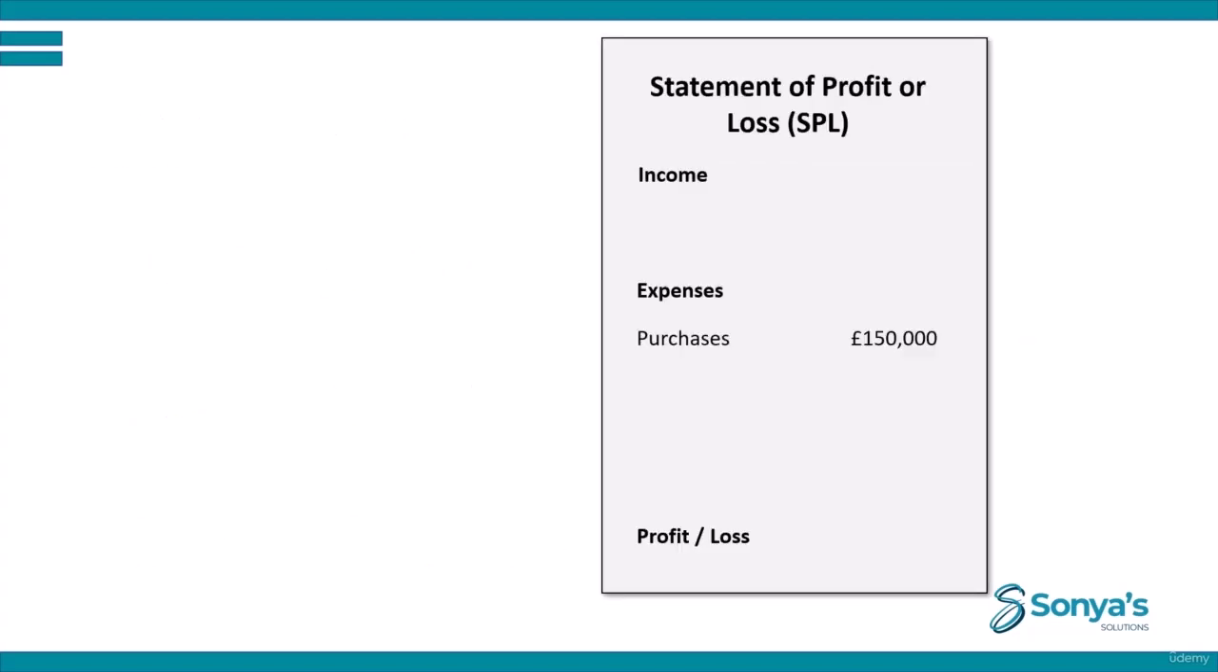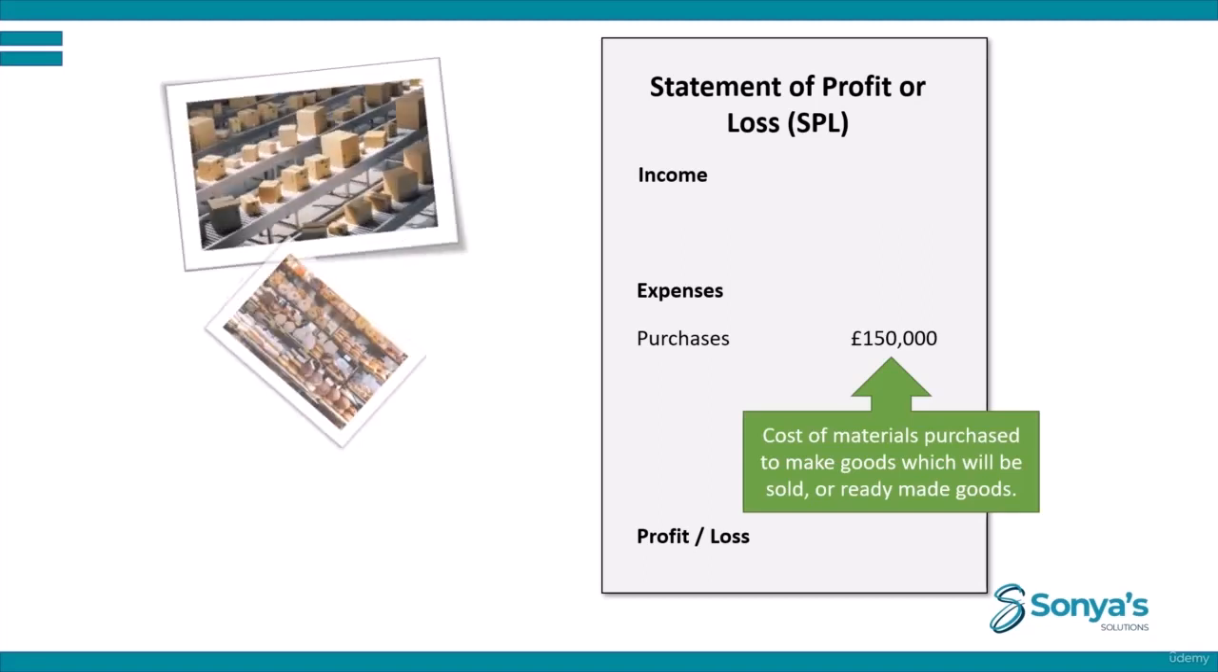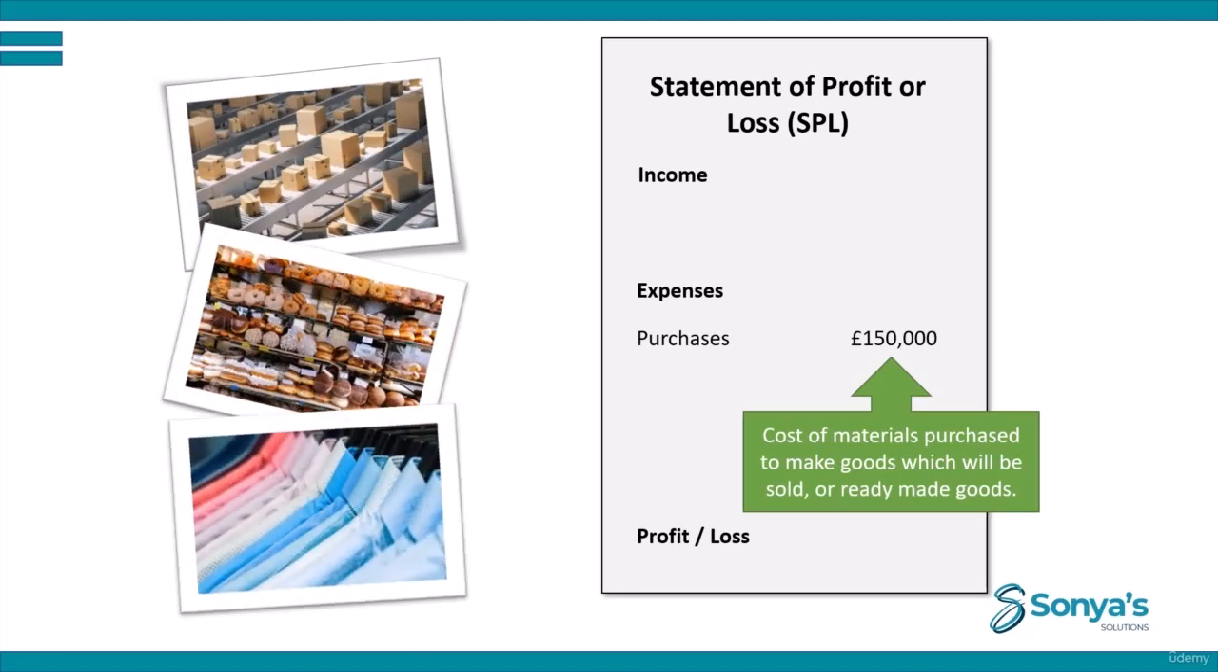In this lesson, we're going to learn about how to process business expenses, starting with purchases. First, we need to be clear about what purchases are. We need to use a purchases account to record the total cost of buying stock during an accounting period. Stock could include materials used to make goods, which will be sold to customers, or ready-made goods.